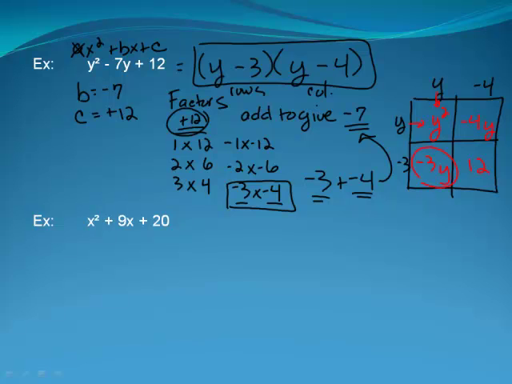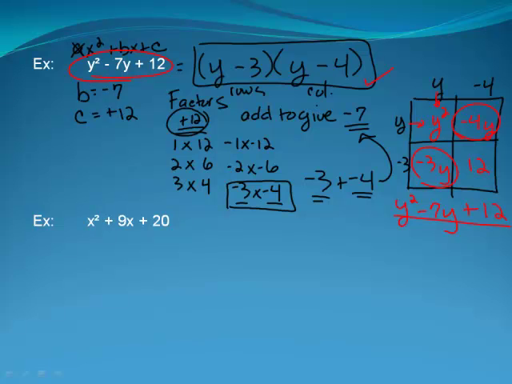You've got some like terms to combine. If we put all that together, we've got y squared, minus 3 and minus 4 is minus 7y, and then plus 12. And since this is a check, this should be the same as our original problem, y squared minus 7y plus 12. Looks good, which makes me confident that our factoring was correct.